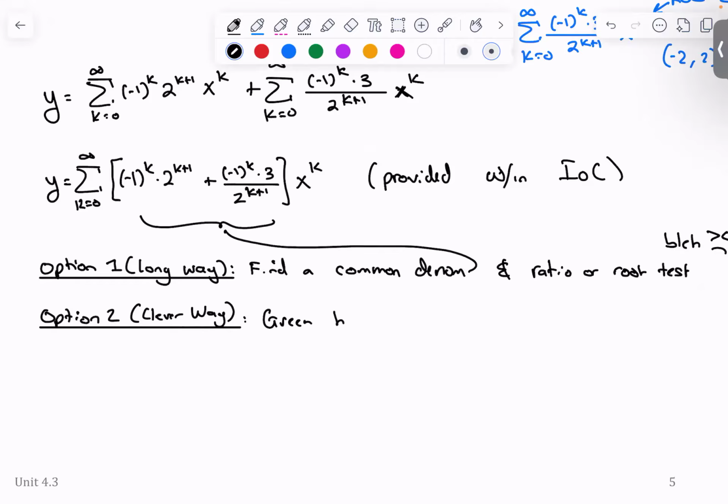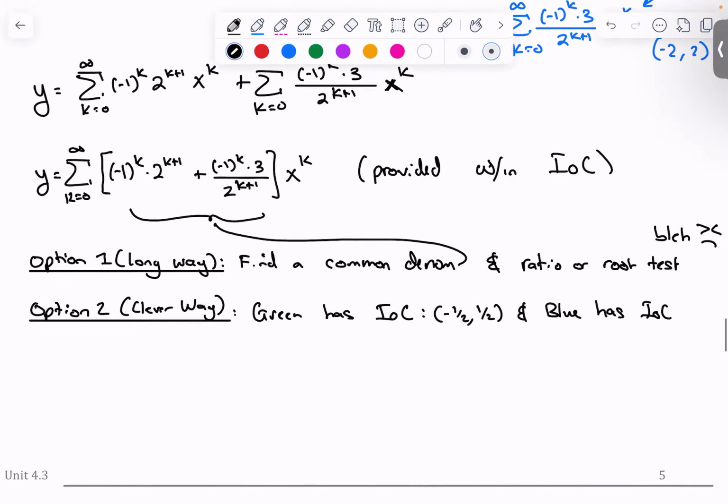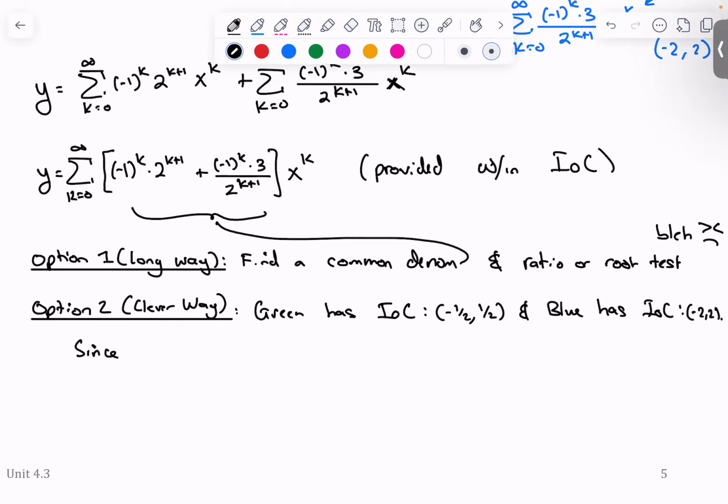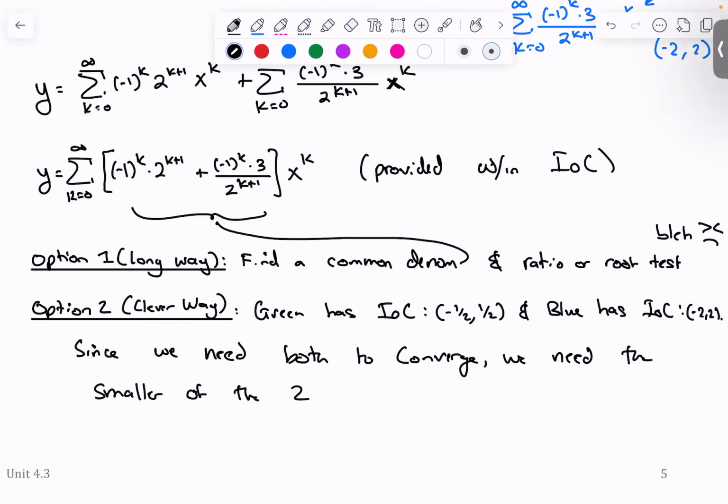Green has IOC -1/2 to +1/2, and blue has IOC -2 to 2. Since we need both to converge, we need the smaller of the two. So the IOC is parentheses -1/2 to +1/2.